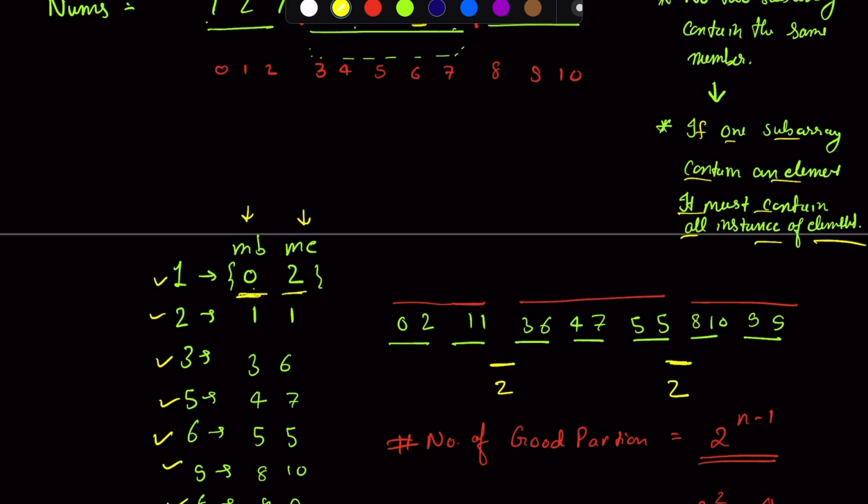Basically, you will iterate through the whole array, and whenever you get the first instance of an element, you store that index in MB, and wherever you get the last instance of that element in the array, you store that in ME. Once you get these intervals, which are the starting and ending of each element, you sort them and store them in a vector, and after sorting, our next step would be to merge them.